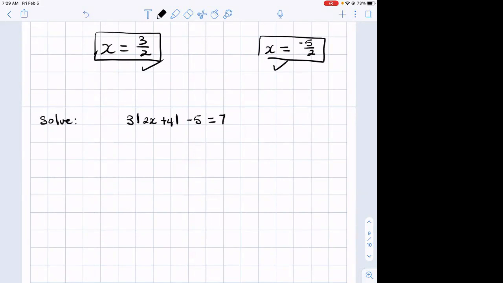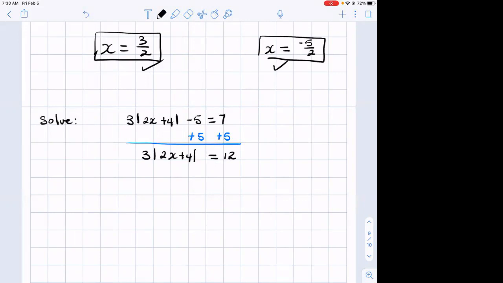So as you can see, the absolute value here is not by itself. So we want to move plus 5 to both sides. Okay. If we do this, we have 3 absolute value of 2x plus 4 is now equal to 12.